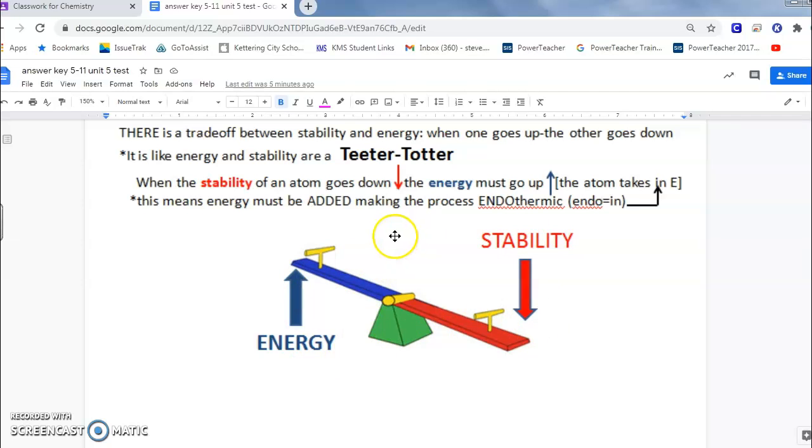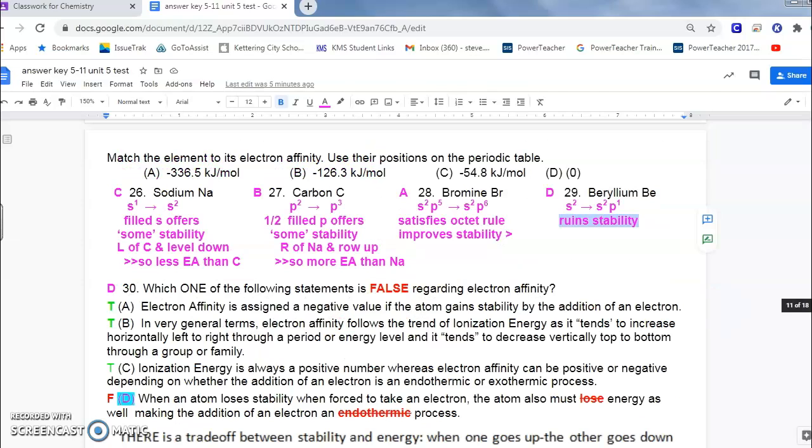If stability goes up, then that side of the teeter-totter would go down. So beryllium would actually have a positive affinity, but in this case, 0 means it doesn't have an affinity for that electron.